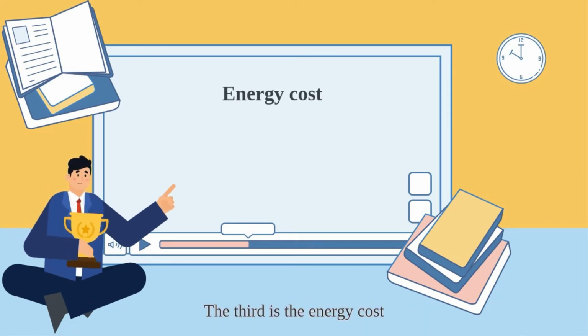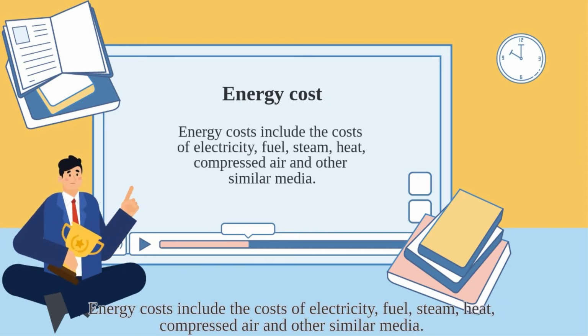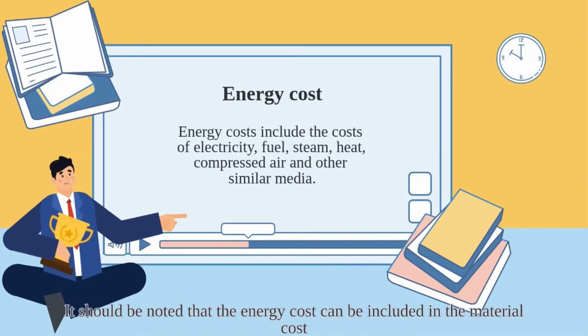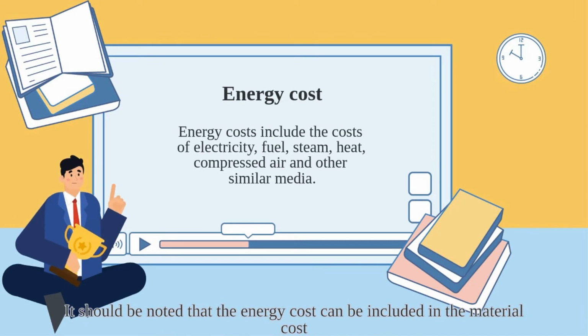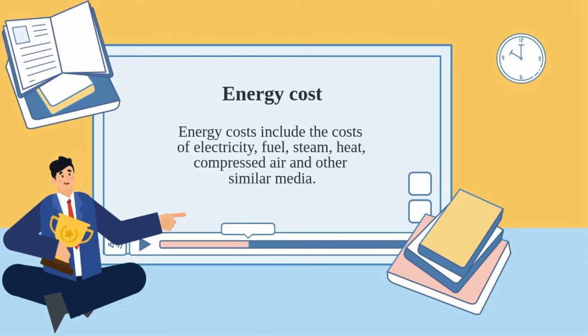The third is the energy cost. Energy costs include the costs of electricity, fuel, steam, heat, compressed air, and other similar media. It should be noted that the energy cost can be included in the material cost, or it can be quantified separately at the discretion of the organization.